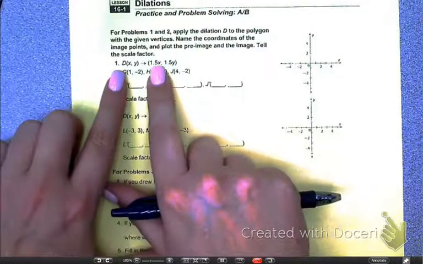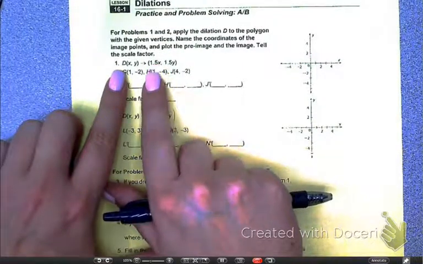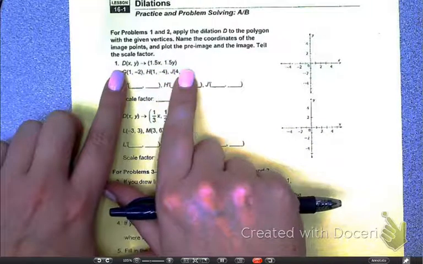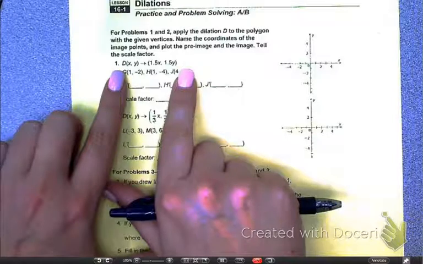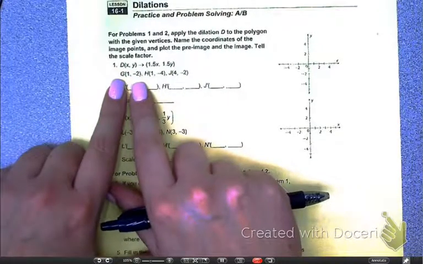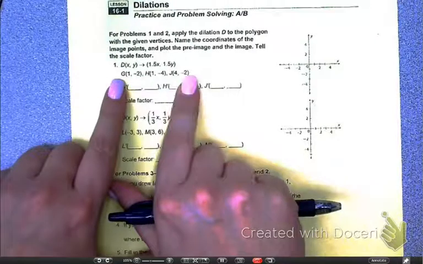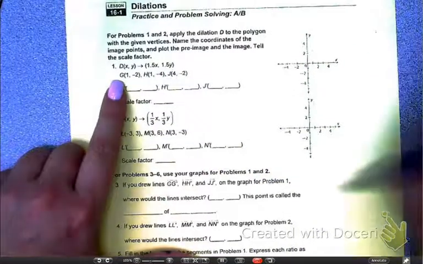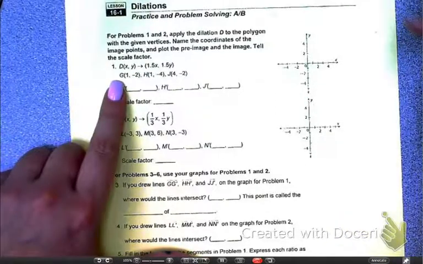And what's actually happening is I am multiplying 1.5 times all my X coordinates and 1.5 times all my Y coordinates. Okay, that's the dilation that we're actually performing. So before we even do any dilation, here's our points G, H, and J. I would like you to graph those points on your coordinate plane. So graph triangle G, H, J.